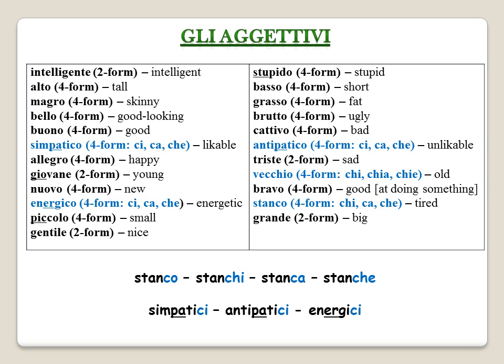But the other 3, simpatico, antipatico, and energico, do not maintain the hard C in the masculine plural. Their masculine plural endings have a soft C. Simpatici, antipatici, and energici. We will have lessons in the future focusing on more exceptions to the rules of pluralization.